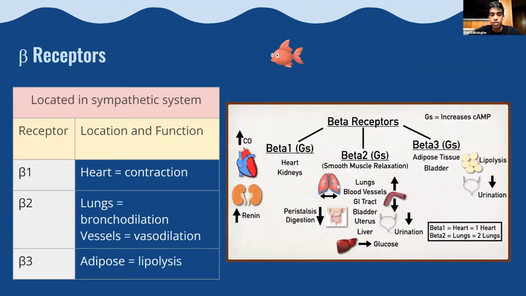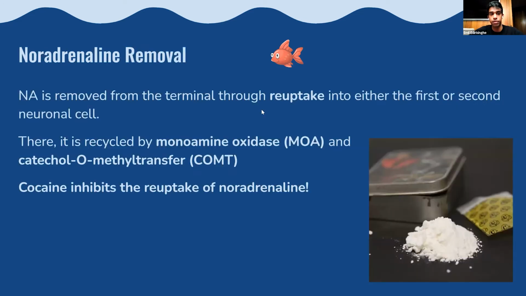With the beta receptors, the main thing that you need to know is that the beta 1 receptors are found in the heart, the beta 2 receptors are found in the lungs, and the beta 3 ones are found in adipose tissue, and they can cause lipolysis. But here, a nice way to remember B1 and B2 is that you have one heart, but two lungs, and that correlates to which receptor applies to which tissue.